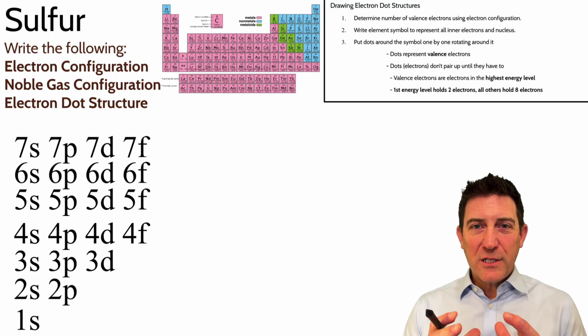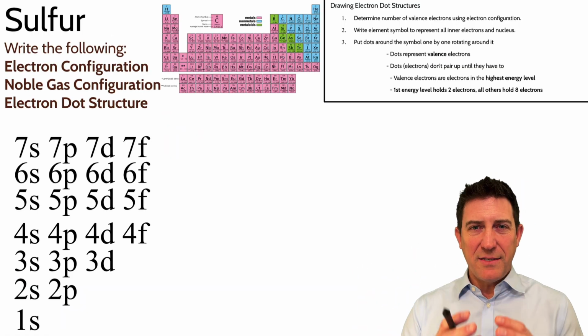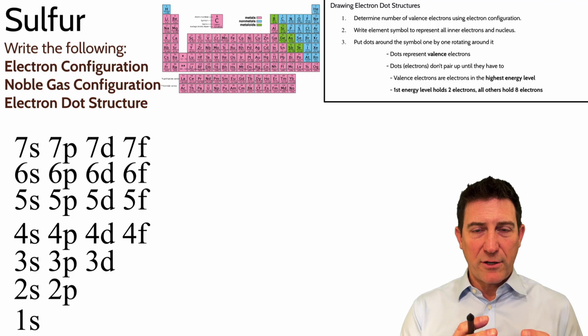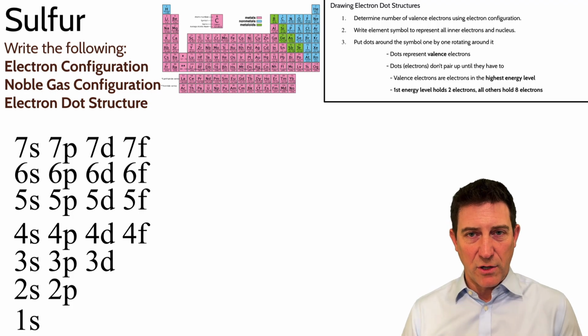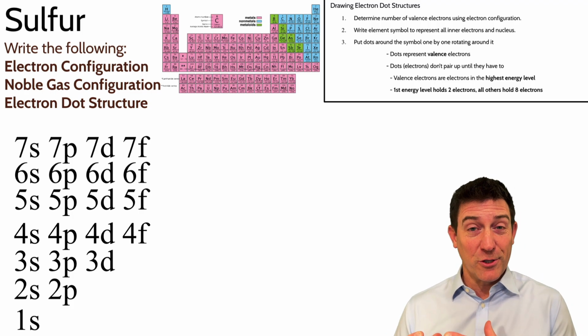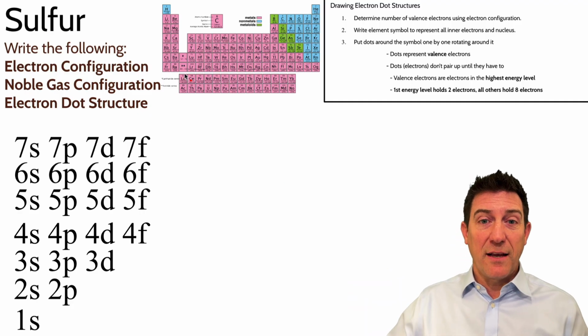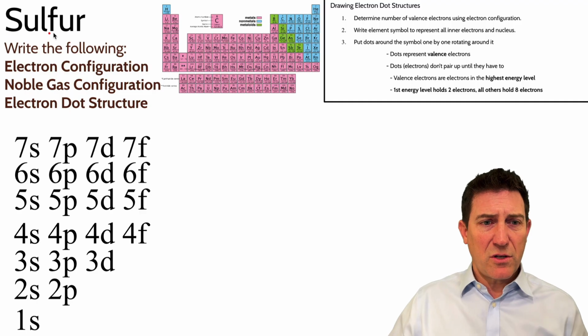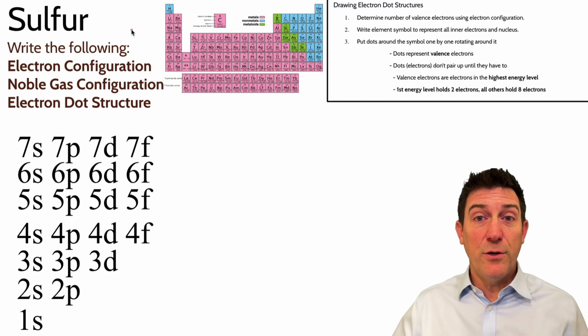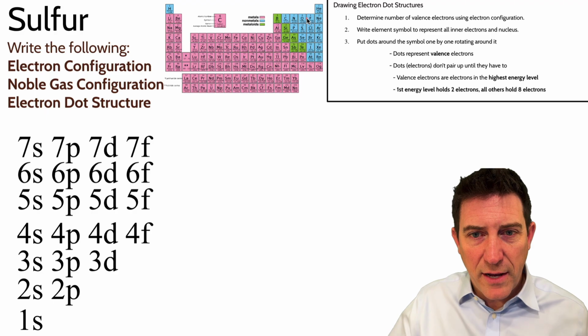I think we're at a good spot to put together all the things that we've learned up to this point about electrons, electron configuration, valence electrons, and electron dot structures. If we can put all those together, it really shows our understanding of all these topics. We're going to start with sulfur. First thing we need to do is find sulfur over here on our periodic table. It's very small, but there it is.